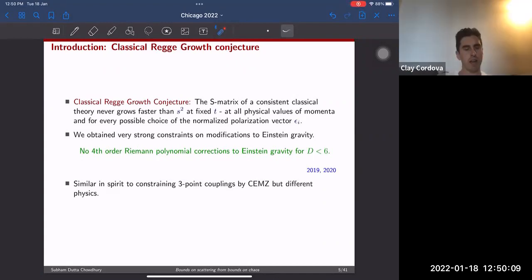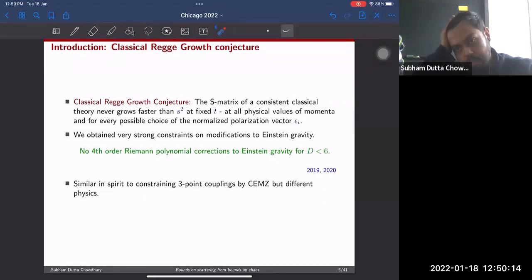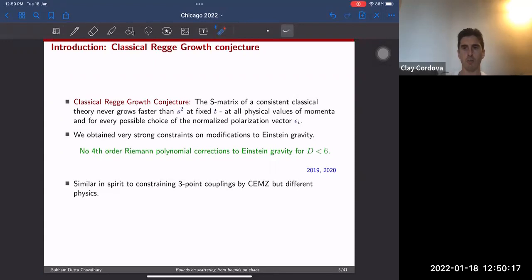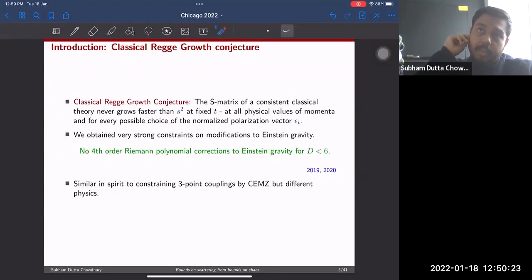Can you remind us, if we remove the word classical from the first bullet point, then it's just supposed to be true, right? That the full amplitude is supposed to not grow faster than S squared at fixed t. So this classical Regge growth conjecture says that it can also be S squared, whereas the Froissart bound, or equivalent to the Froissart bound for massless theories, says that it must be strictly less than S squared. It cannot ever saturate S squared. So I'm saying that it has to be less than or equal to S squared.